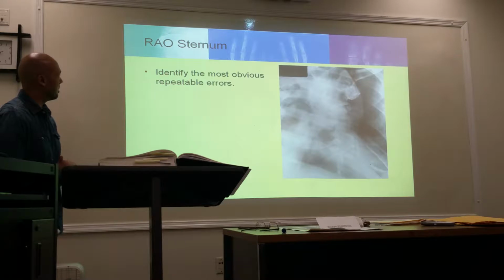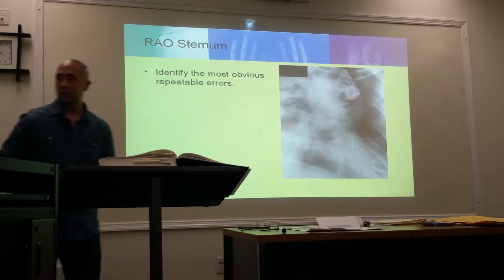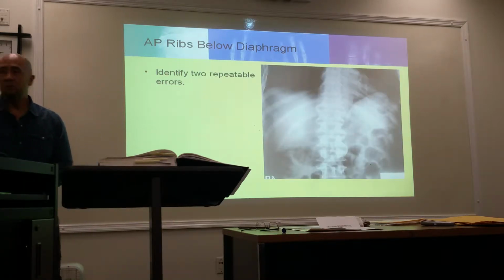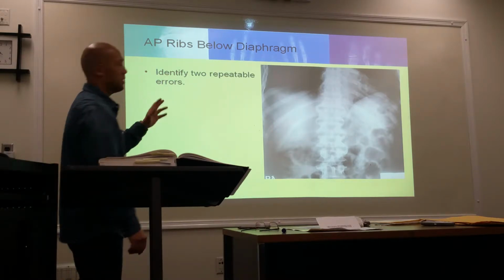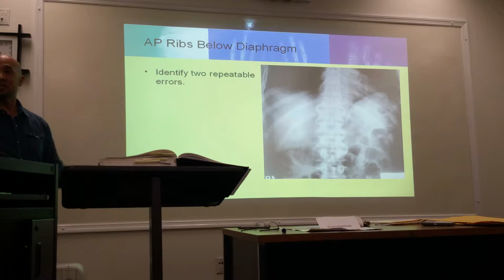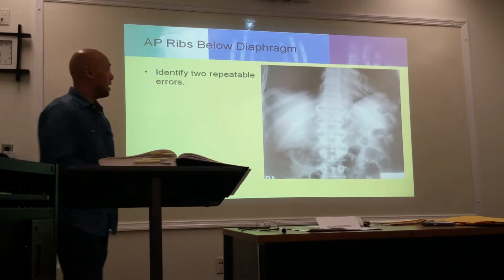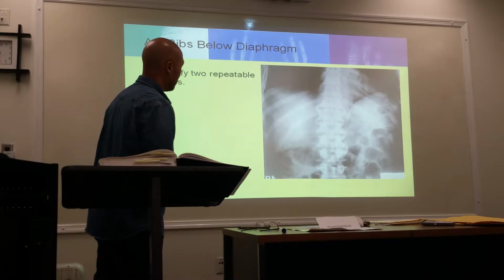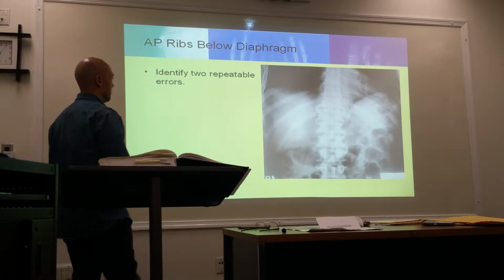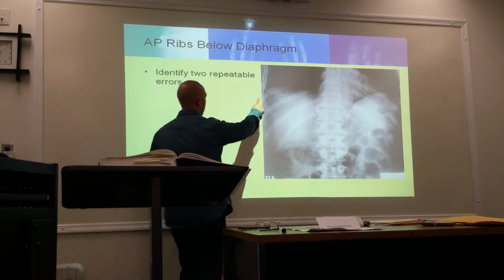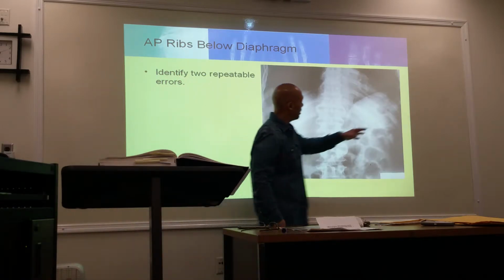What else is the most identifiable? Okay, it was the breathing technique. All right. Identify 2 repeatable errors on this. This is, first of all, what projection is this? Lower. Okay, so a lower AP ribs margin below the diaphragm. 2 repeatable errors. Okay, what's the most obvious? Okay, so we're cutting off the ribs, right?